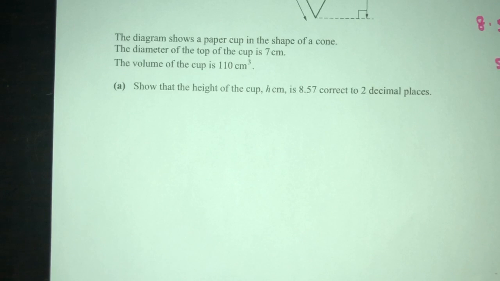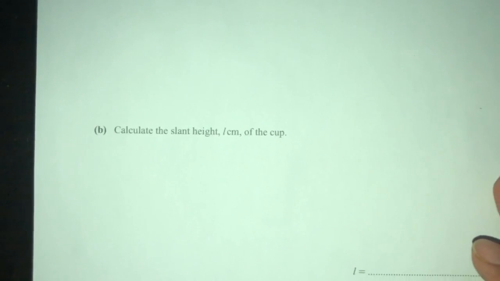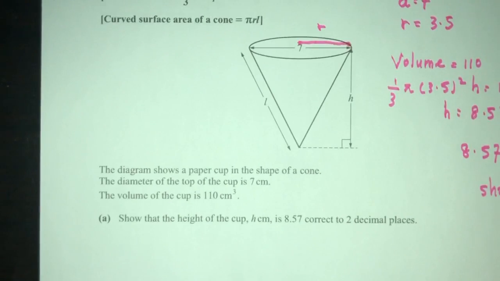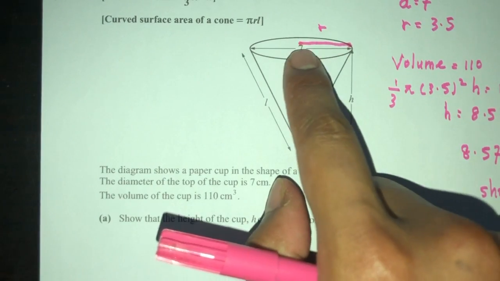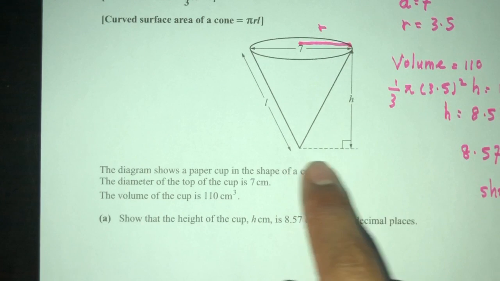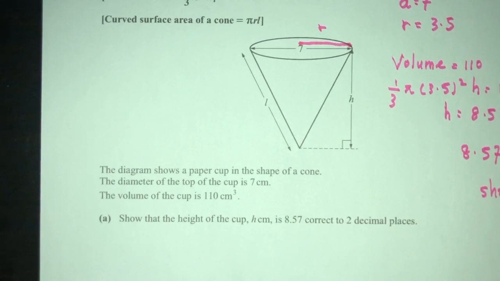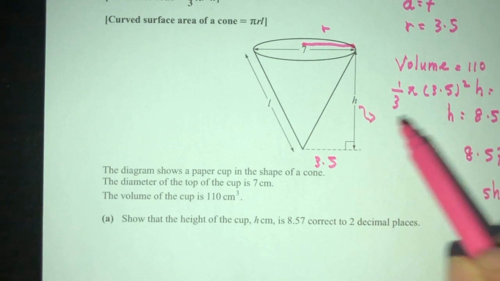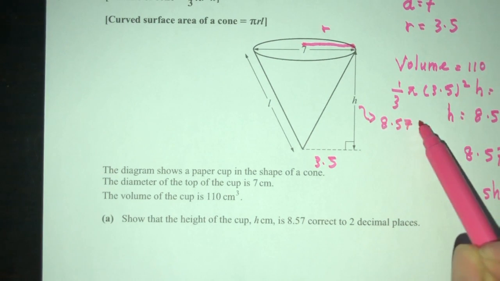That will be part A of your question. And for part B, we have to find the length, the height L of the cup. Now to find the height is also not too bad. As you can see, this is the radius, which means this is also the radius, right? This distance right here will be 3.5 as we have seen before. Now the height was found to be 8.5748.